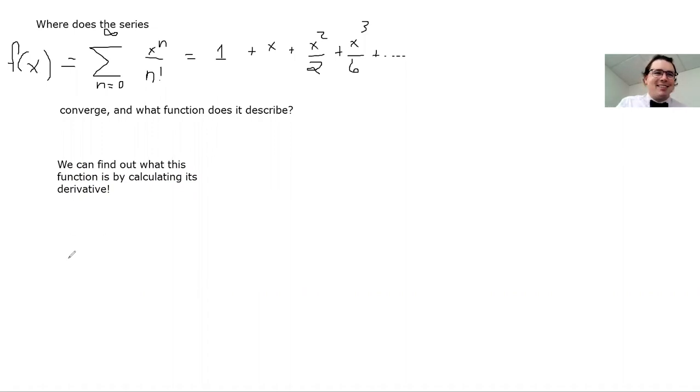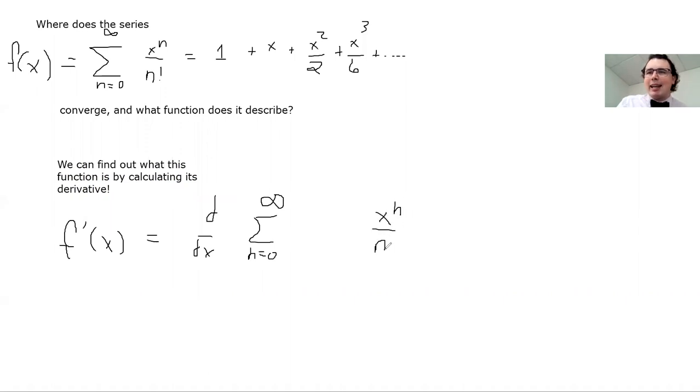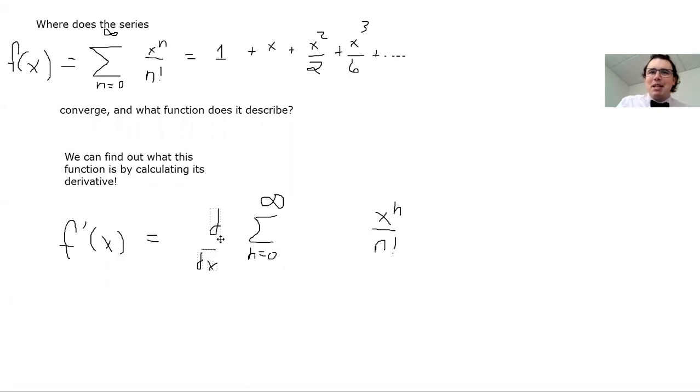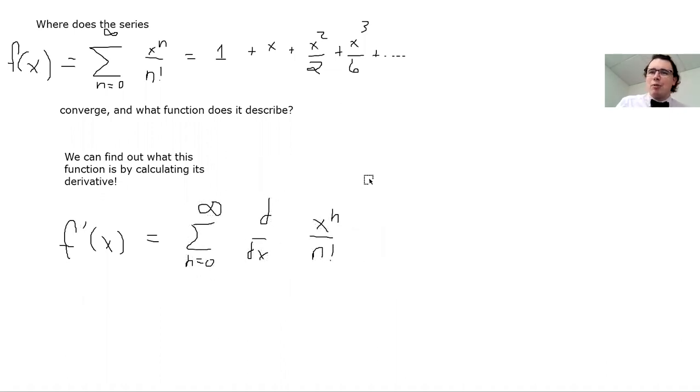Let's calculate this derivative. My f prime of x, I'm taking the derivative of a power series. Power series are special because it is power series where I can take a derivative by taking a derivative of just each piece of the power series separately. Once again, this is not always true. This is something that makes power series special and one of the reasons why we like power series.